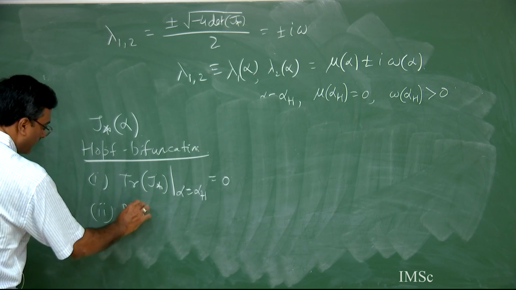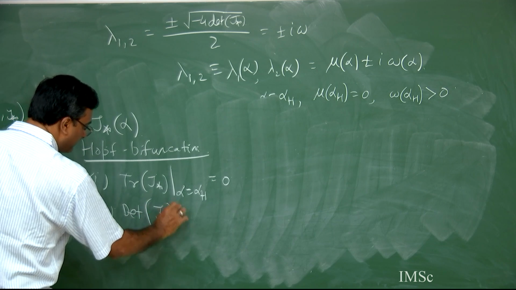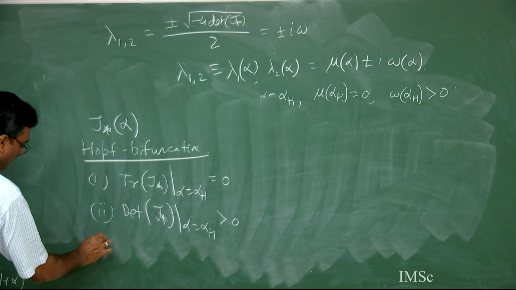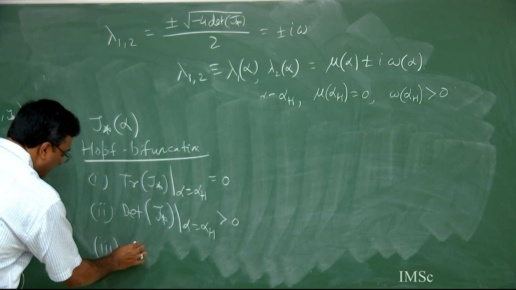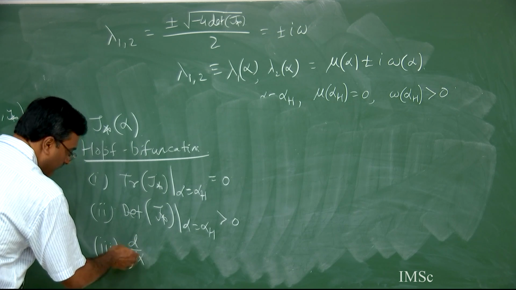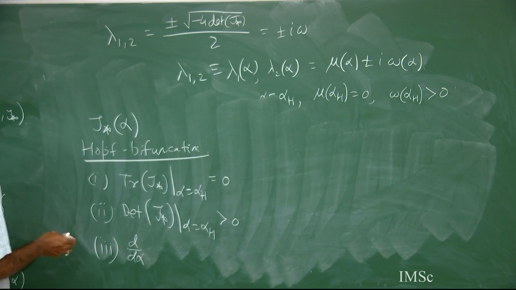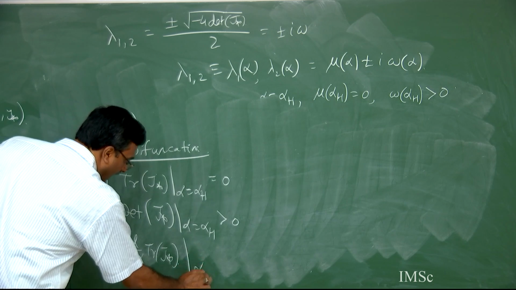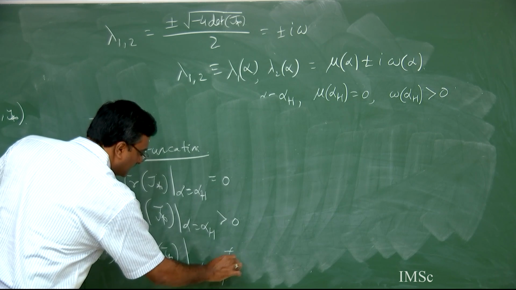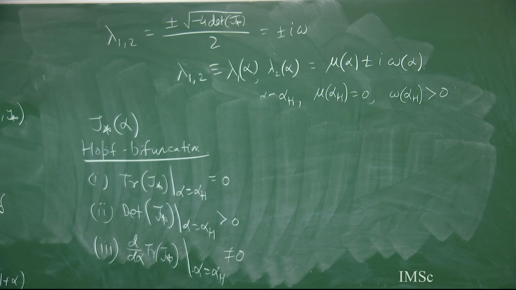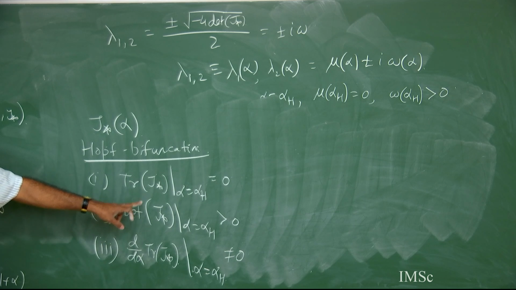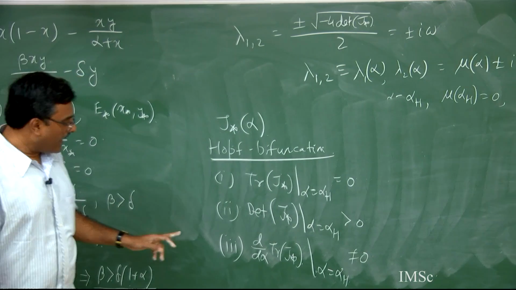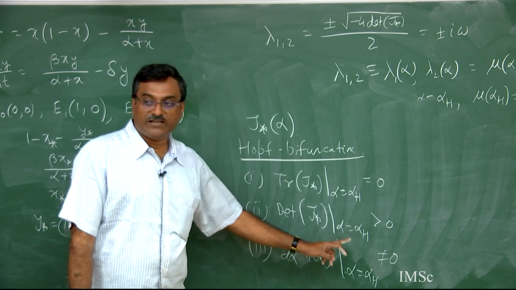Number 2, determinant of J star evaluated at alpha equal to alpha h should be greater than 0. And number 3, d/d alpha, or you can write del/del alpha, but as we are considering other parameters constant, so the trace of J star at alpha equal to alpha h is not equal to 0. So these 2 conditions ensure the existence of complex conjugate eigenvalues at alpha equal to alpha h, and this is some sort of transversality condition.